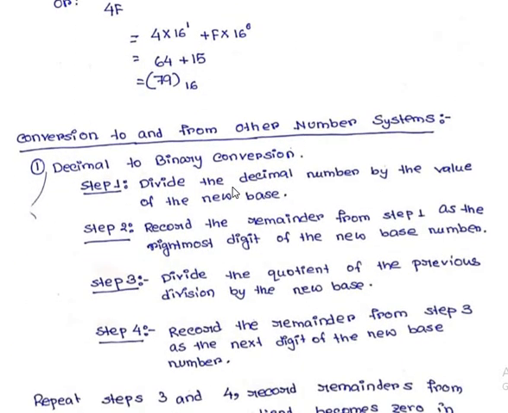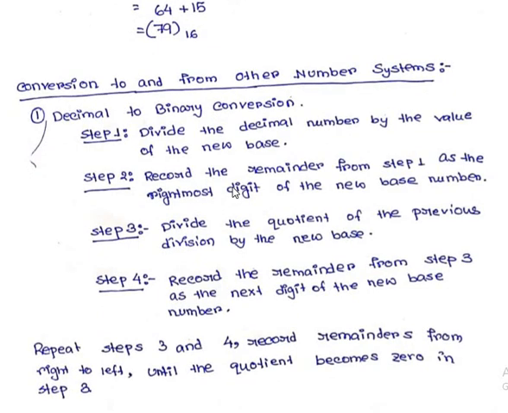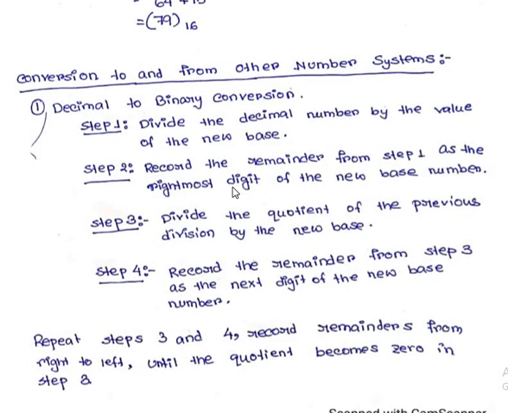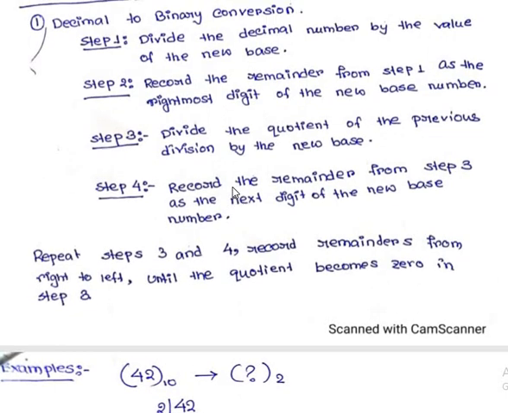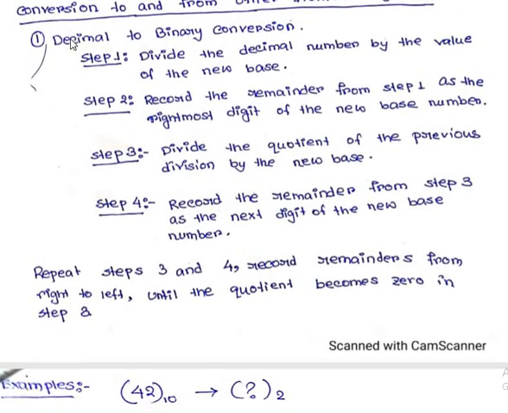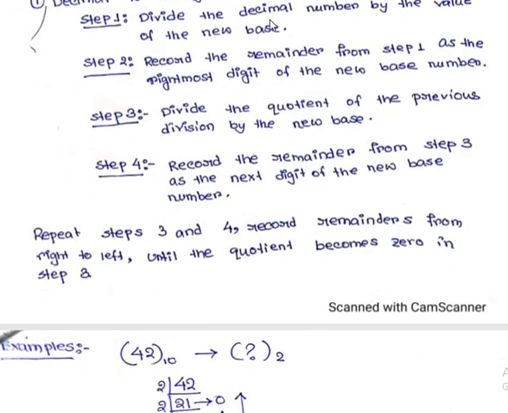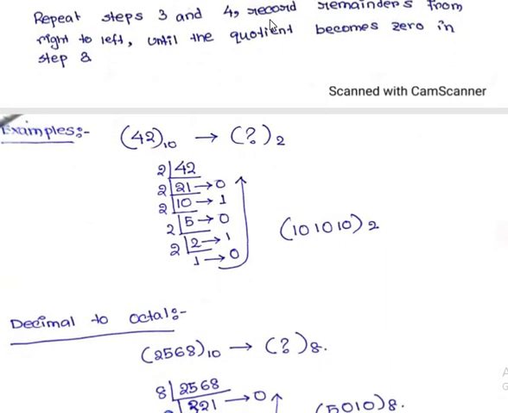Now, conversion from one base to another base. How can I convert a number from one base to another base? Before discussing these steps, we are going to tell how to convert. Here I have taken decimal to binary conversion. We have already learned a few conversions: binary to decimal, octal to decimal, hexadecimal to decimal. That conversion we are already familiar with. Now we are going to learn decimal to binary, decimal to octal, decimal to hexadecimal.